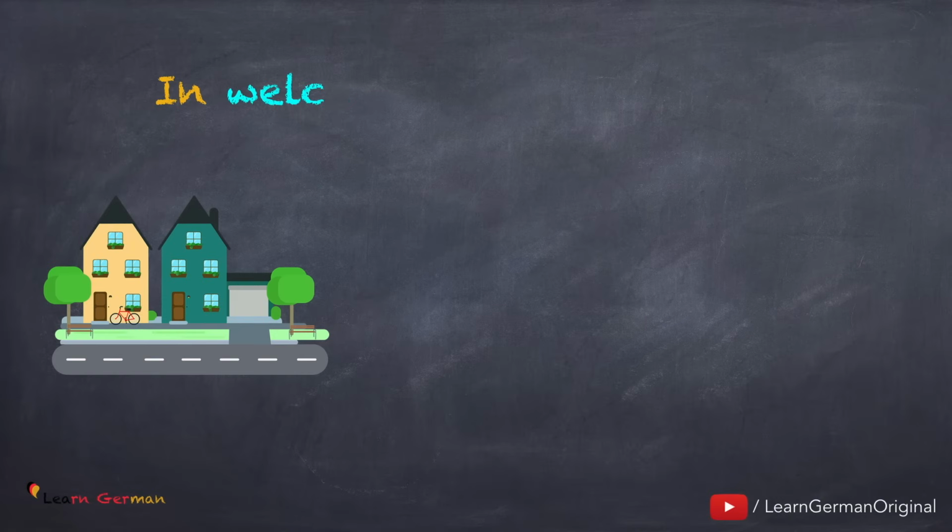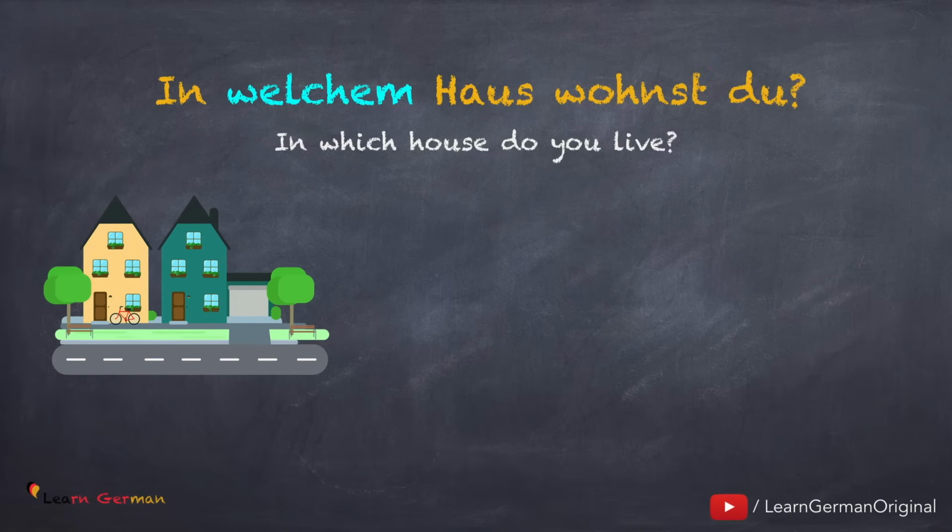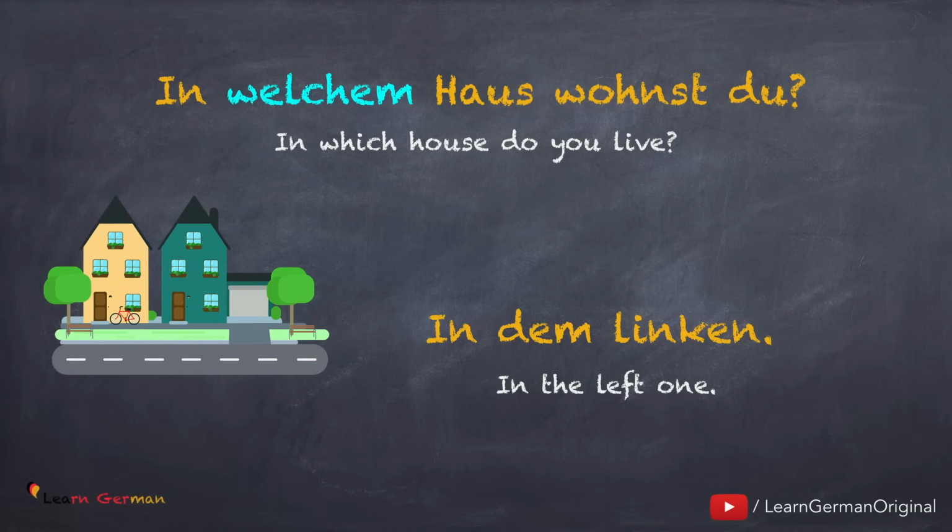And here's the final one. In welchem Haus wohnst du? In dem linken. In all these three examples, we are using either welches, welcher, welchem. How do we get these forms? Let's get into the details.